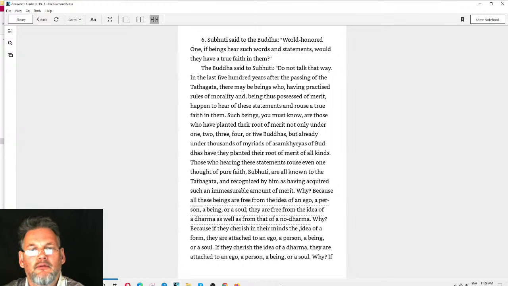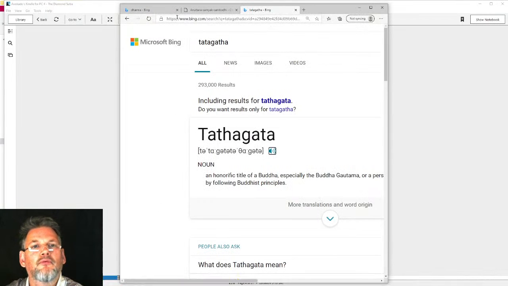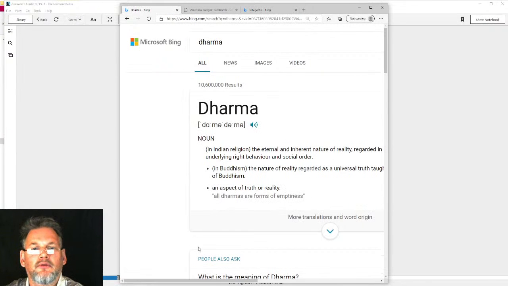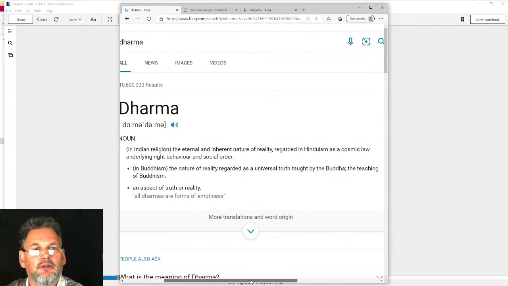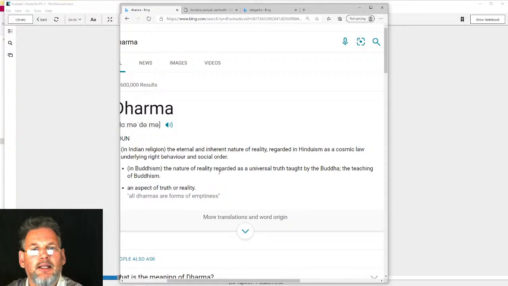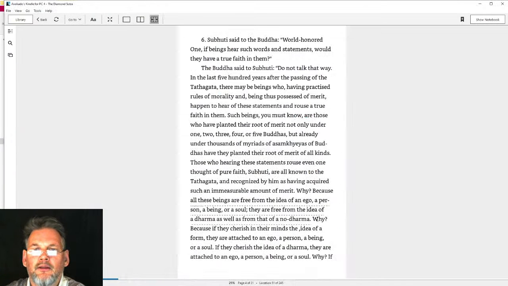So, dharma means teaching, yeah? I looked it up, and it says it's a teaching. In Buddhism, the nature of reality regarded as universal truth taught by the Buddha, the teaching of Buddhism. I mean, the Third Testament would be Dharma too, right? So whatever we read in the Third Testament, we say that is the Dharma of Martinus. That's the teaching of Martinus.